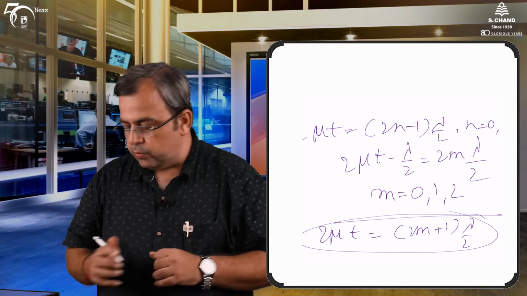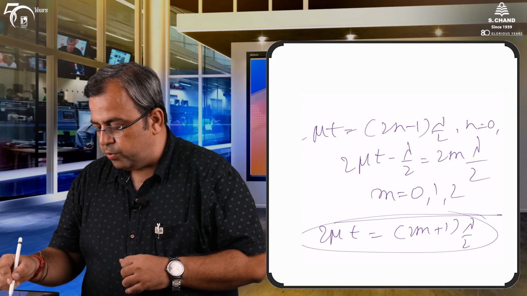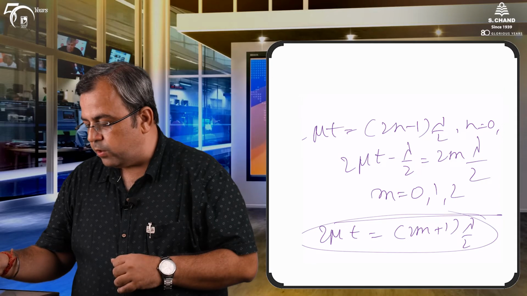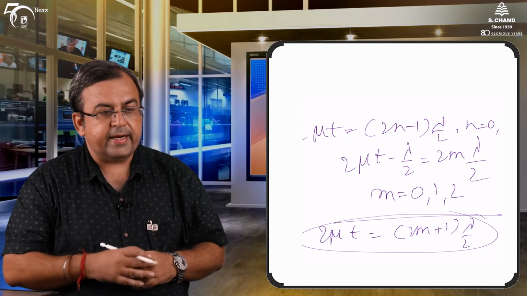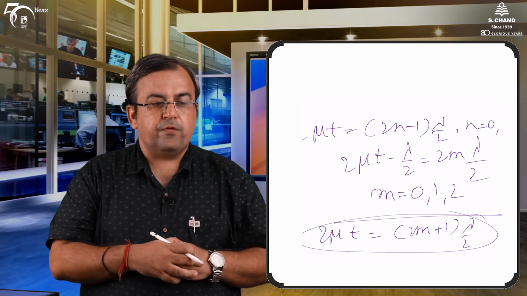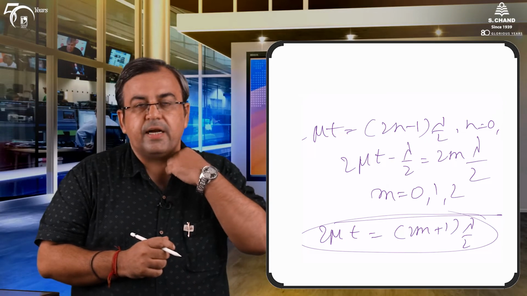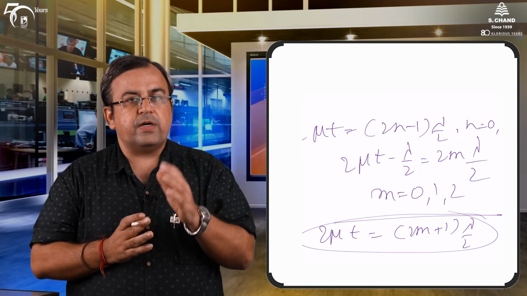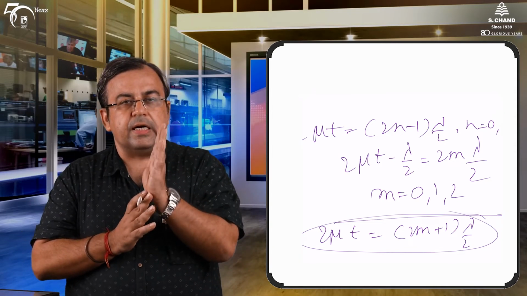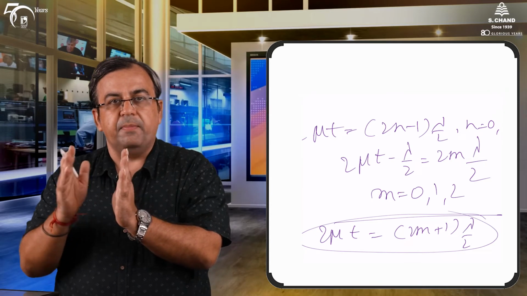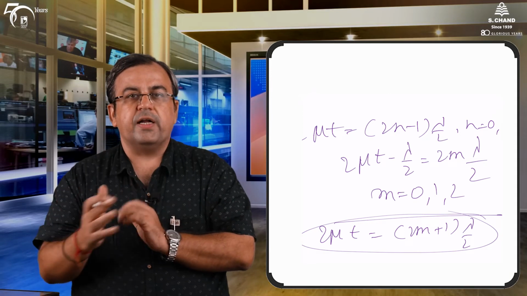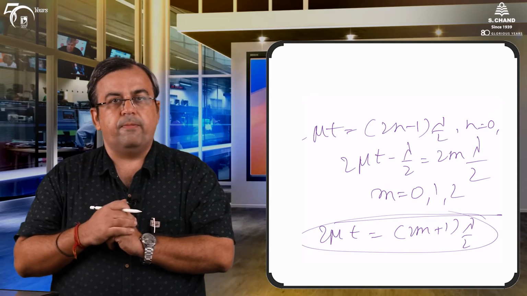Now if we say 2 mu t is equal to 2n minus 1 lambda upon 2, where n is equal to 0, 1, 2 and 3 and so on, at that particular point of time, that is the condition for the dark ring. So what we are trying to find out is the condition for observing the maximum and minimum intensities, which will help us understand where we are getting the dark spot and where we are getting the bright spot, right?